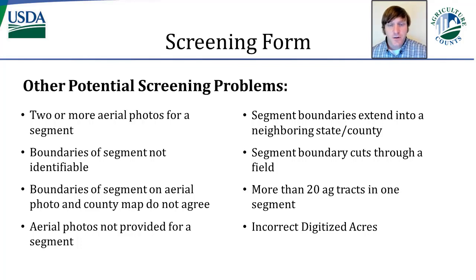The boundaries of the segment on the aerial photo and the county map may not agree. There may be a segment that you do not have an aerial photo provided for you, in which you should contact the regional office. There may be some segments where the boundaries might extend into a neighboring state or neighboring county. There may be a segment where the boundary cuts right through the middle of a field. There may be a segment that has so much agriculture that it contains more than 20 ag tracts in the same segment. And you may see a situation where the digitized acres printed on the photo are not correct, and you're able to verify that after doing a lot of work with your photo grids.